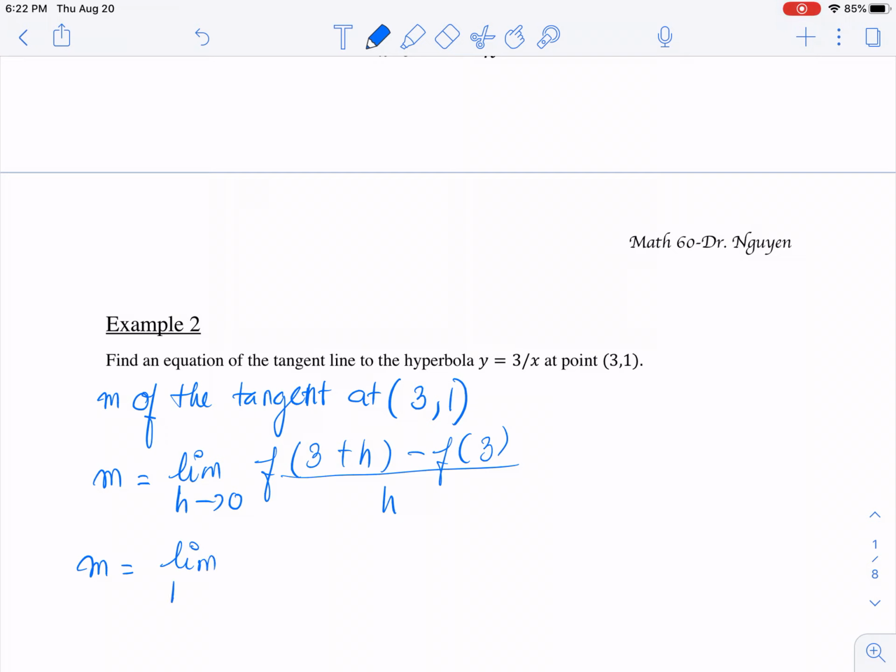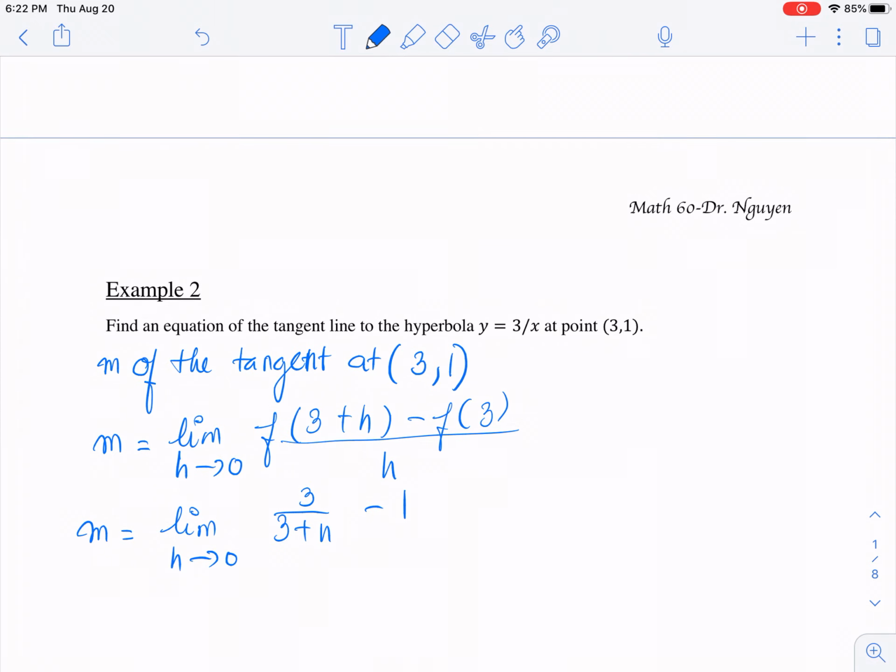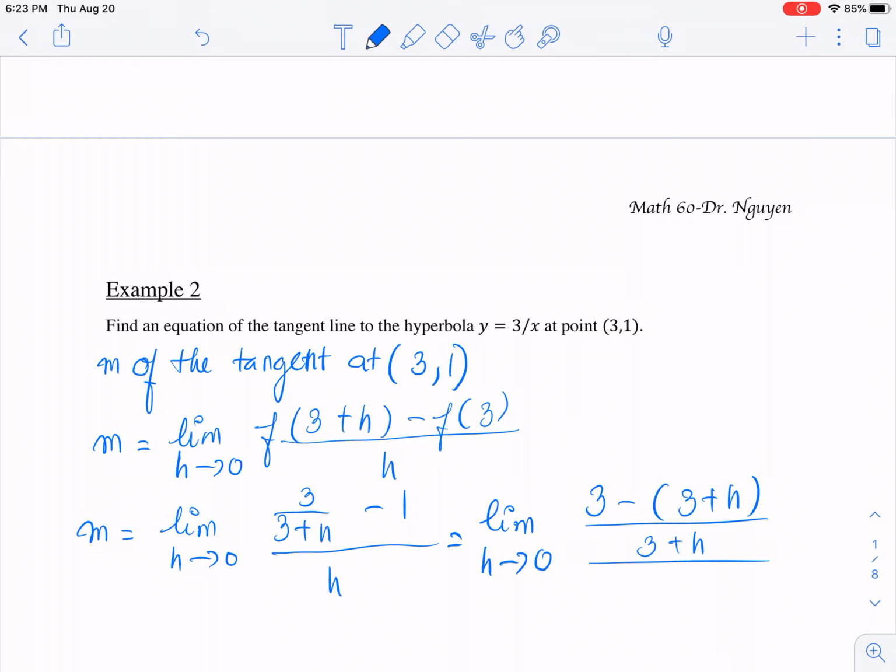So it's the limit as h approaches 0, and because the function is y equals 3 over x, what I have for the first expression is 3 over 3 plus h, minus 1, because f of 3 is 1, it's 3 over 3, all over h. All right, so let's simplify it. I still have to write limit as h approaches 0 every single time. Doing some algebra, we have the LCD, so I'm going to have 3 minus 3 plus h, over 3 plus h, over h.